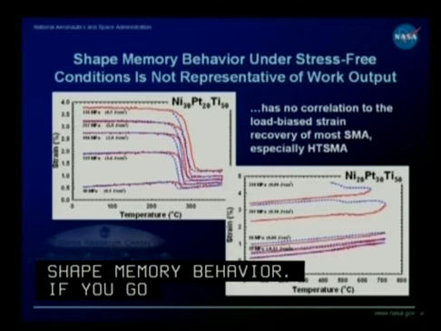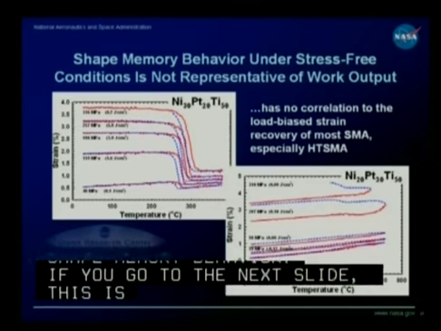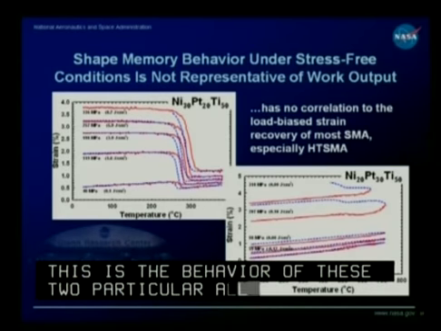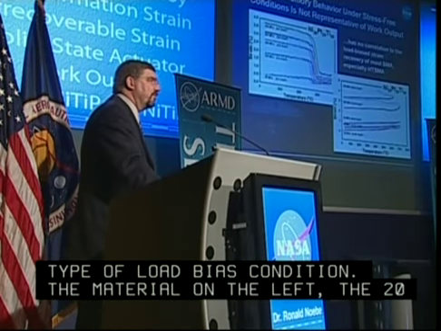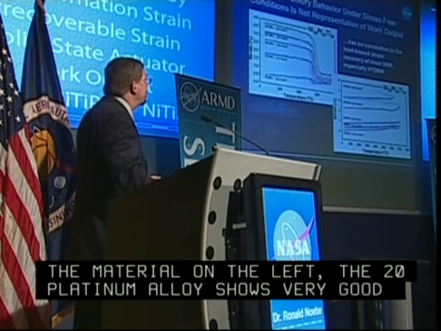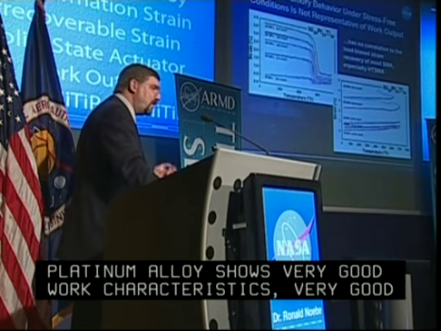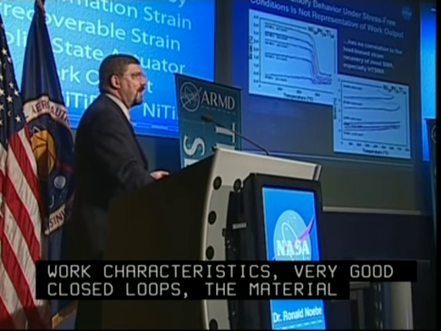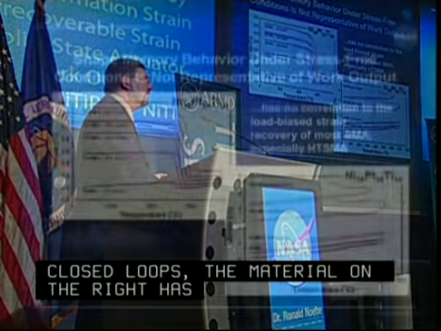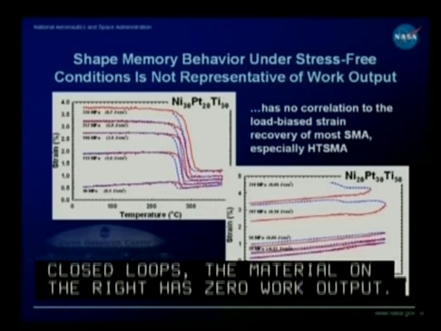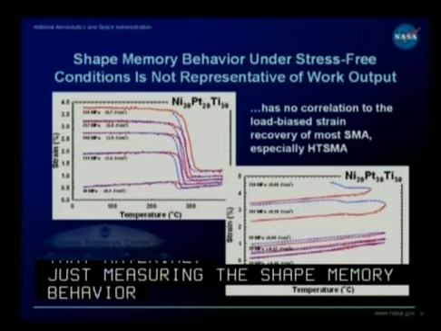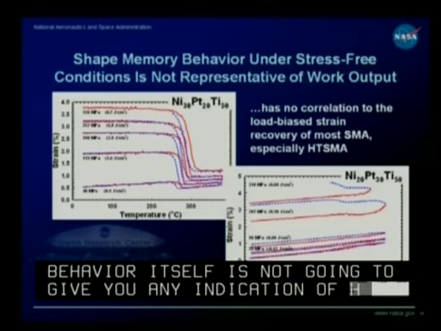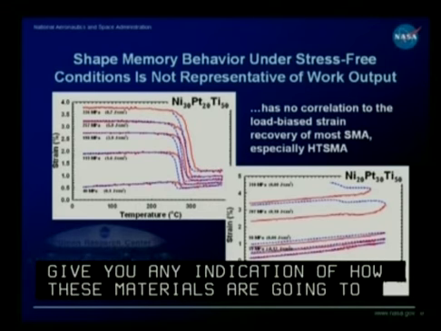This is the behavior of these two particular alloys under some type of a load bias condition. The material on the left, the 20 platinum alloy, shows very good work characteristics, very good closed loops. The material on the right has zero work output. Absolutely no work output for that material. So just measuring the shape memory behavior itself is not going to give you any indication of how these materials are going to perform under actuator type applications. So if I can have the next slide.